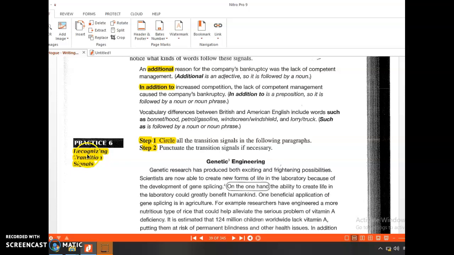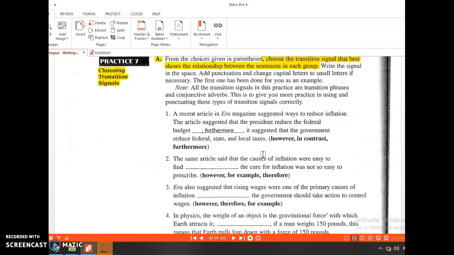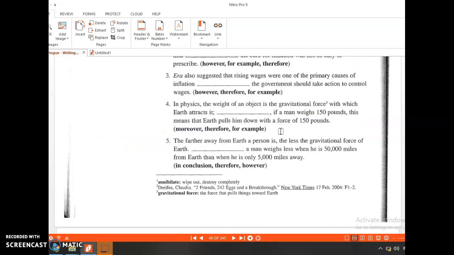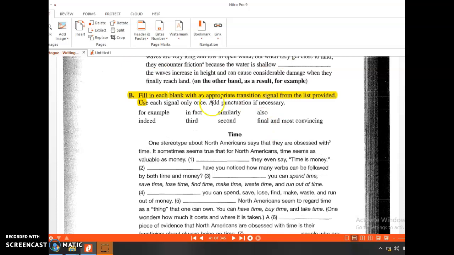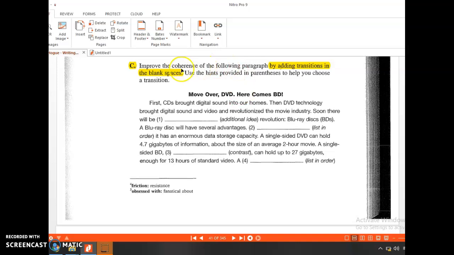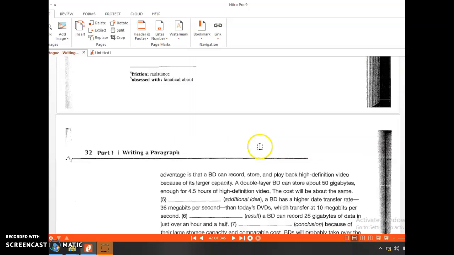Okay, we have to do this practice, recognizing transitional signals. Step 1, circle all the transition signals in the following paragraphs. Step 2, punctuate the transition signals if necessary. And then you have to do this practice too, choosing transitional signals. From the choices given in the parentheses, choose the transition signal that best shows the relationship between the sentence and the group. And then this one, fill in the blank. And then improve the coherence of the following paragraph by adding transitions in the blank spaces. Use the hints provided. Okay, so you have to add.